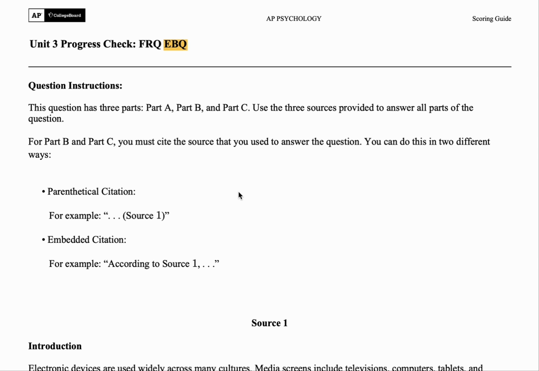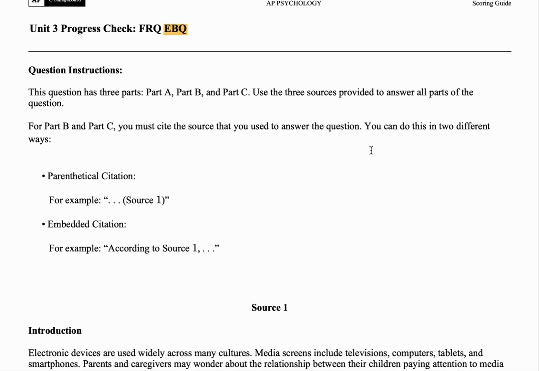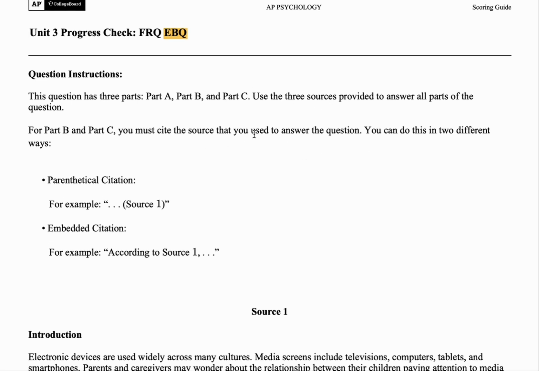All of the EBQ evidence-based questions will have the same format. It will ask you to do exactly the same thing, but with different topics. It will ask you to solve the question using different things that you have learned in AP Psychology, but the concept is quite similar.